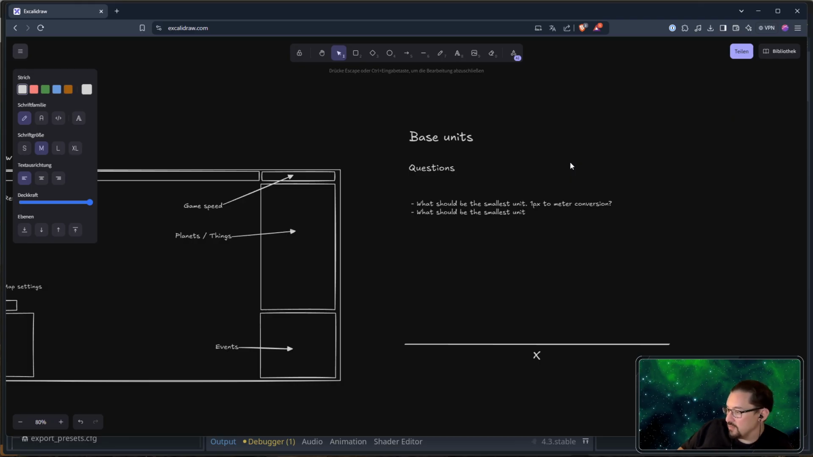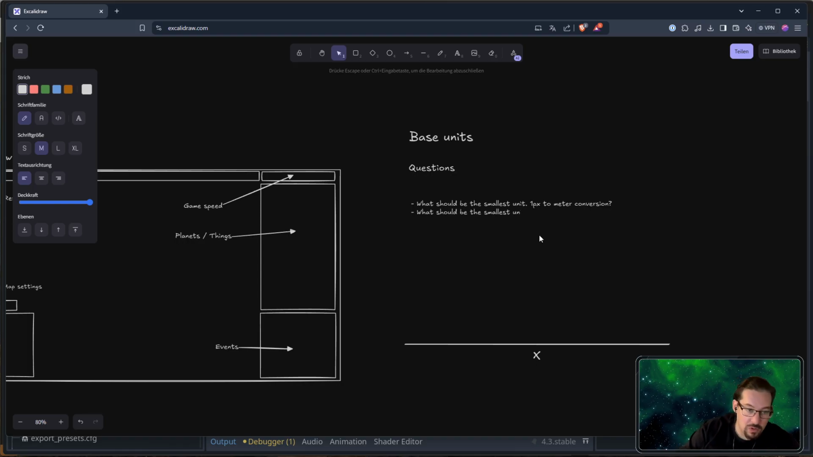Basically we have to find the one unit, right? So distance or like time or the speed, like the maximum speed of this universe, right? Because I want to play with time dilation and stuff like that.